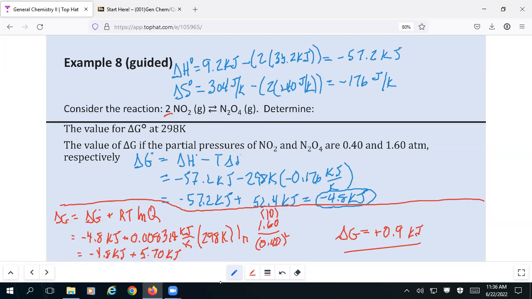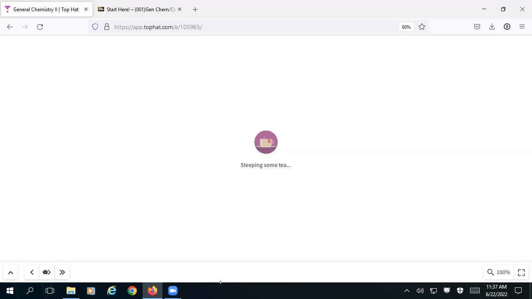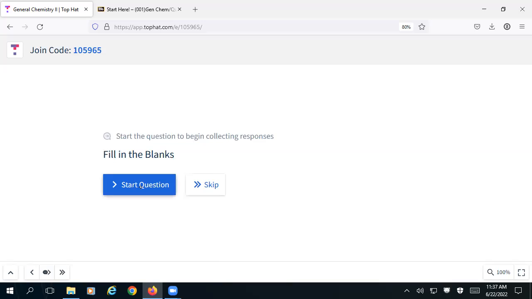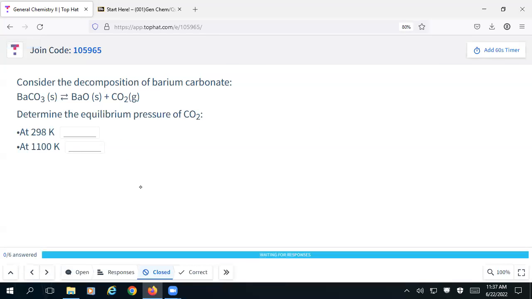So really all we're doing is we're just kind of stitching together the first half of the course and this part of the course. Any questions with this example? Okay.